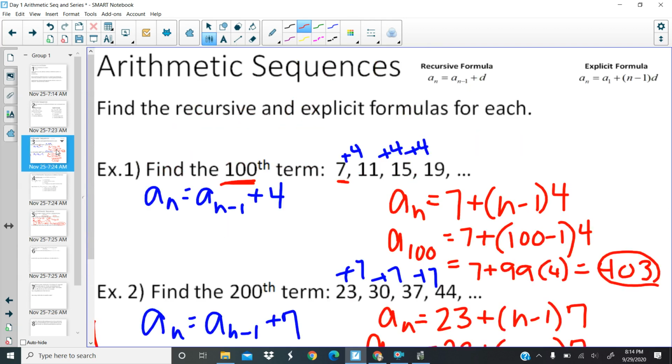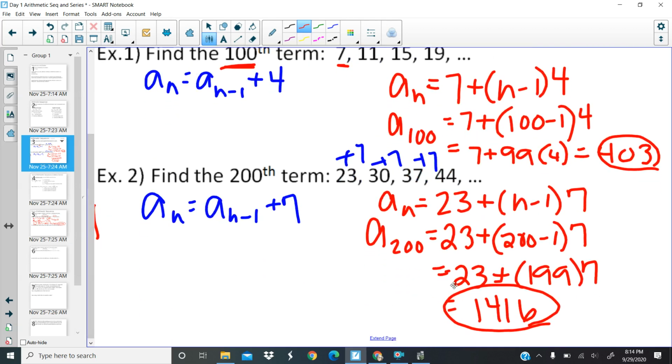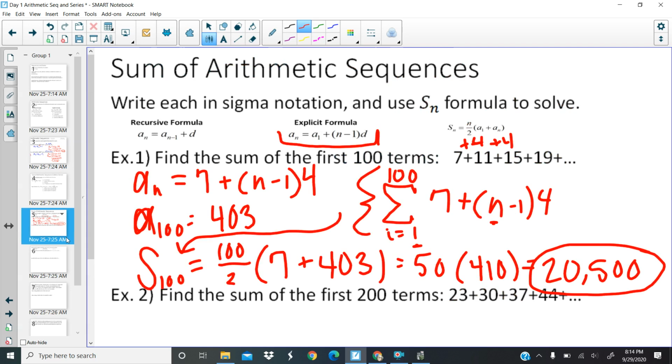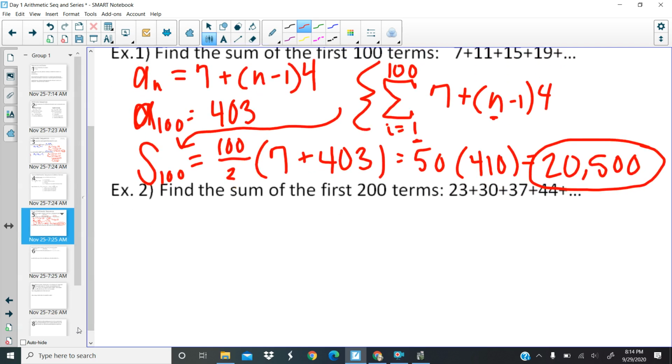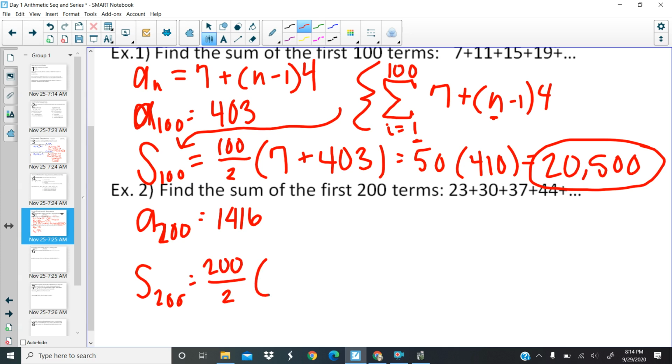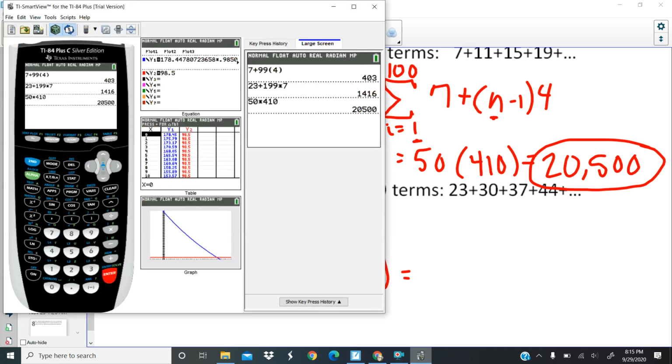And since we already did the explicit and recursive formulas and found A sub 200, I'm going to use that. So it's 23 plus n minus 1 times 7, and then A sub 200 is 1416. Or it was 200, not 100. So when I'm finding the sum of the first 200, I would do 200 divided by 2 times the first term, which is 23, plus the last term, which is that 1416. And you don't even have to simplify all of that first. You can just type that whole thing into the calculator.